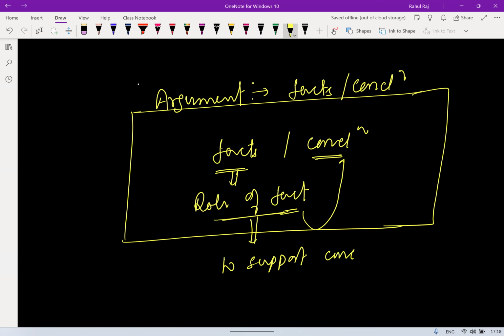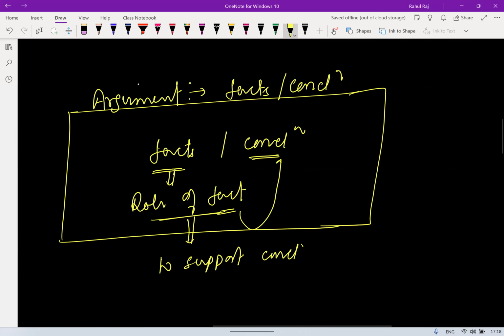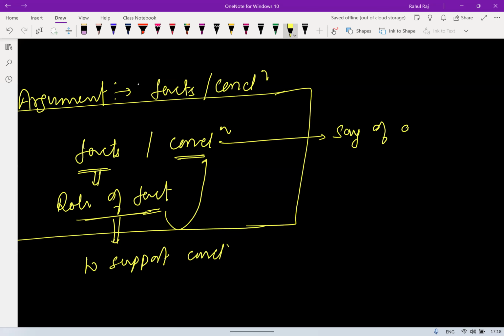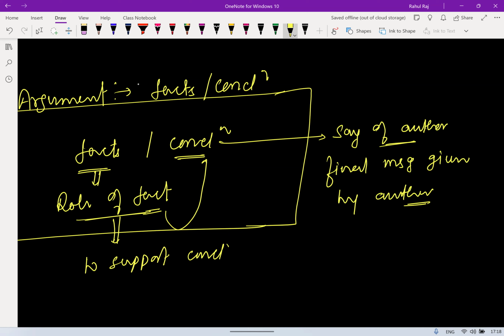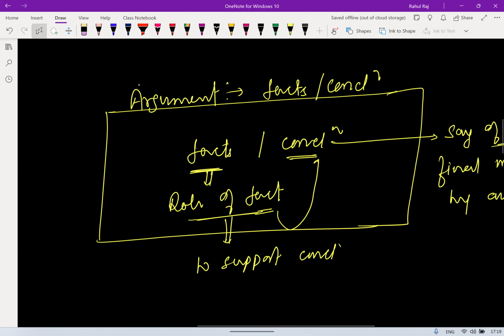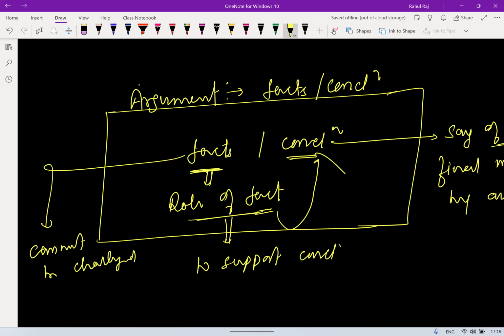And what is a conclusion, by the way? Conclusions are the say of an author. So conclusions are the final message given by the author. Please understand, whenever you give a message, whenever you give your own opinion, that can always and always be challenged. Facts are something which cannot be challenged at all, and conclusions are something which can be challenged.